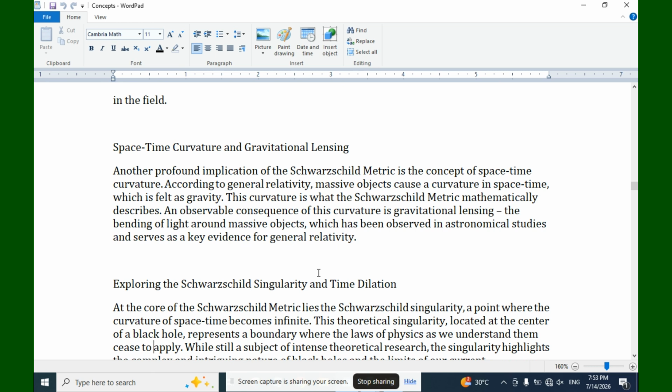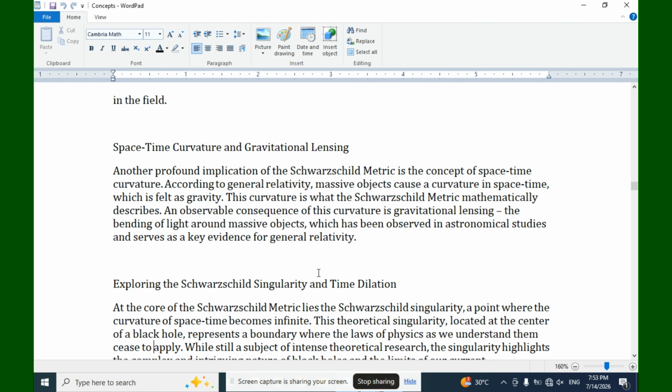Another profound implication of the Schwarzschild metric is the concept of space-time curvature. According to general relativity, massive objects cause a curvature in space-time which is felt as gravity. This curvature is what the Schwarzschild metric mathematically describes. An observable consequence of this curvature is gravitational lensing, the bending of light around massive objects, which has been observed in astronomical studies and serves as key evidence for general relativity.